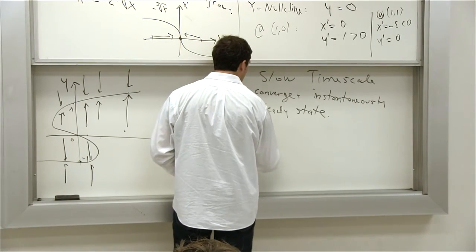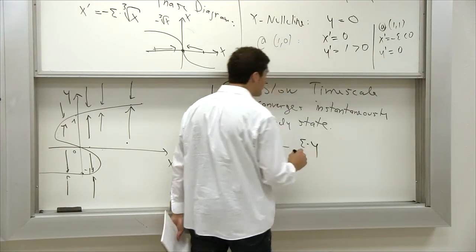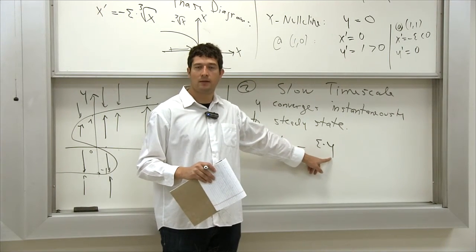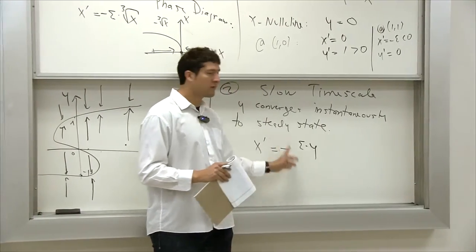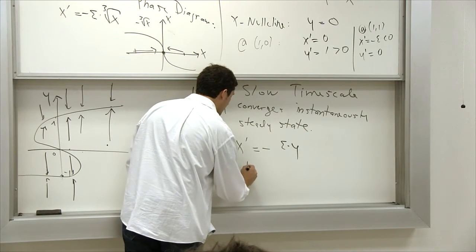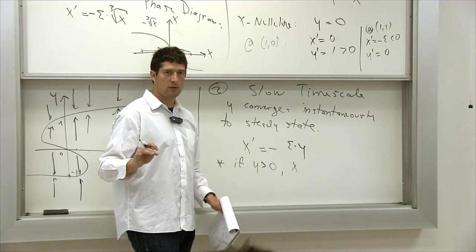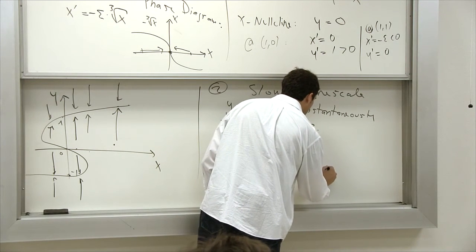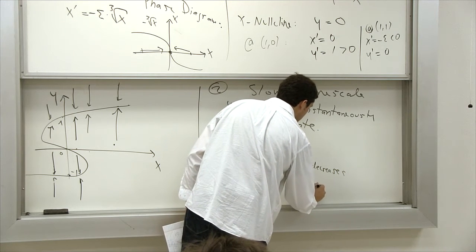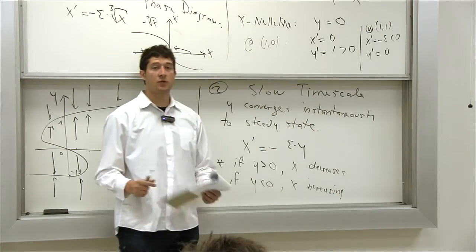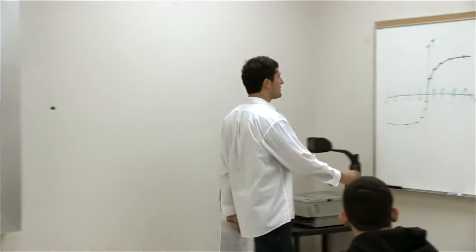So now, we let x prime equal minus epsilon times y. And remember, y is a steady state that can be computed according to this graph here. So this equation over here means that if y is positive, then x is increasing or decreasing? It's decreasing. And if y is negative, then x is increasing. And doing so very slowly, because remember it's multiplied by epsilon, right? I'm going to draw over there the overall phase diagram of this system.